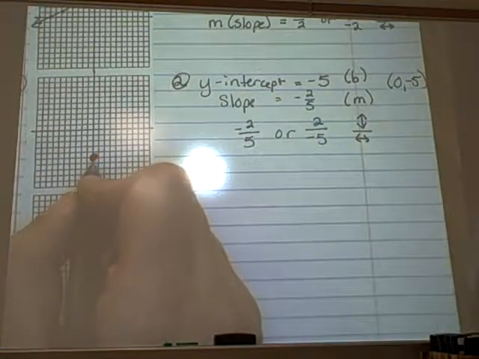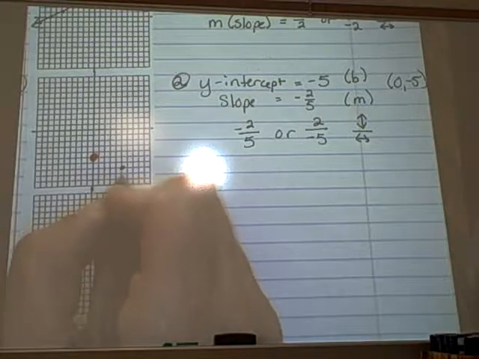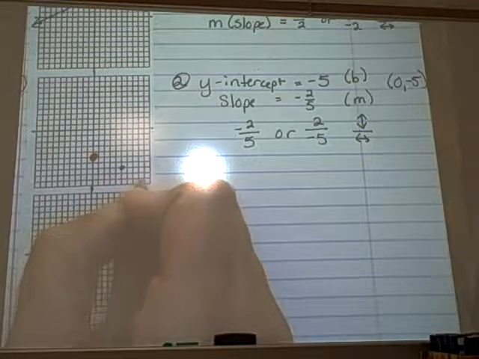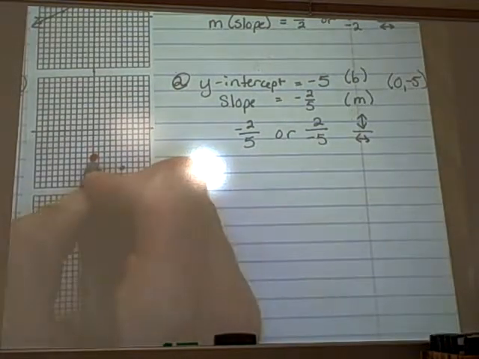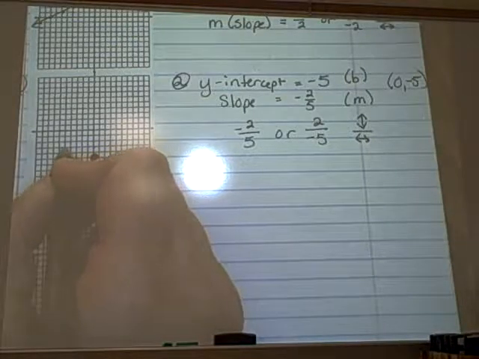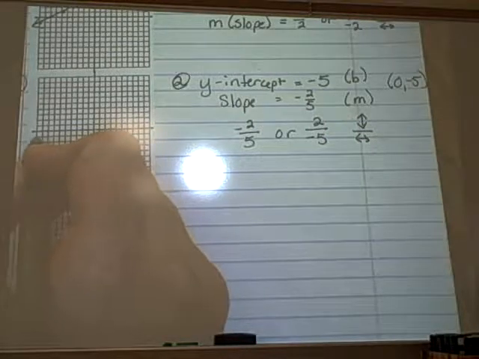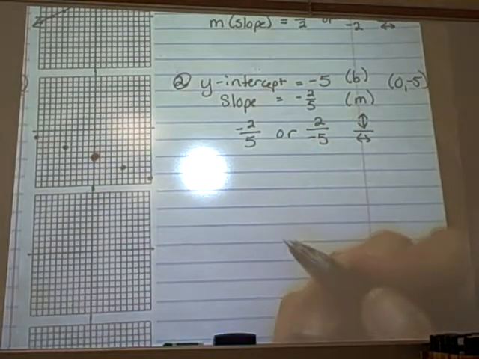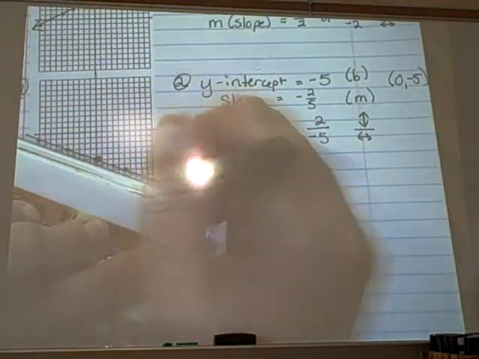So I'm going to go down 2 and to the right 5. Like that. Or I could go up 2 and to the left 5. Like that. There's my graph.